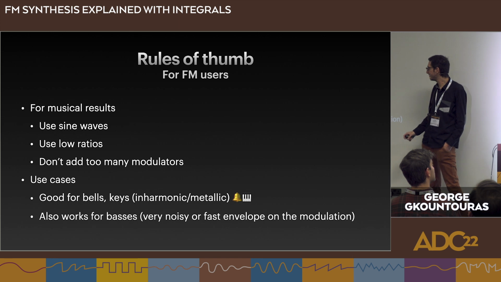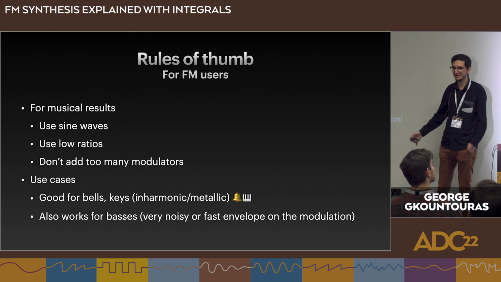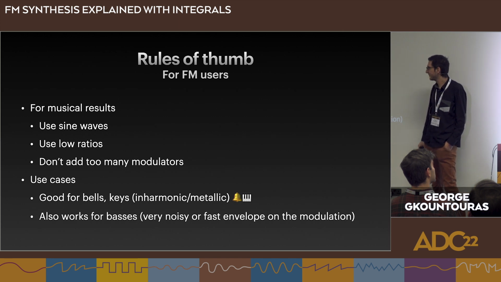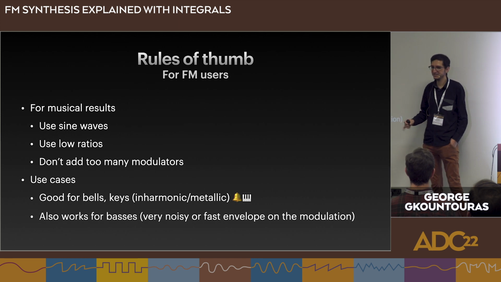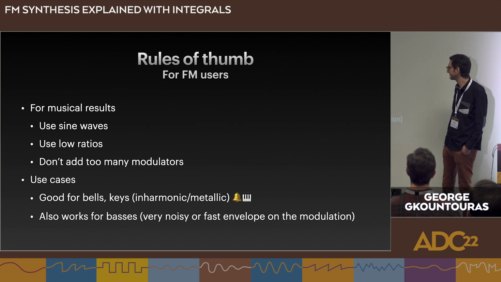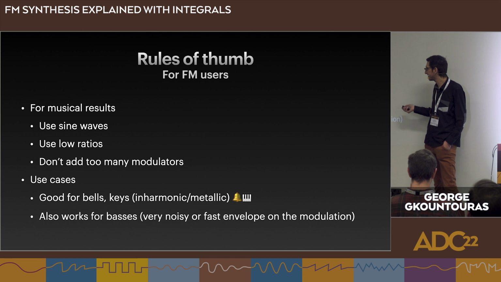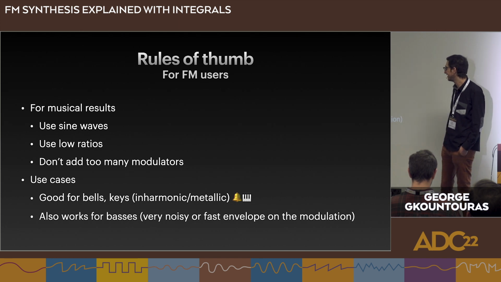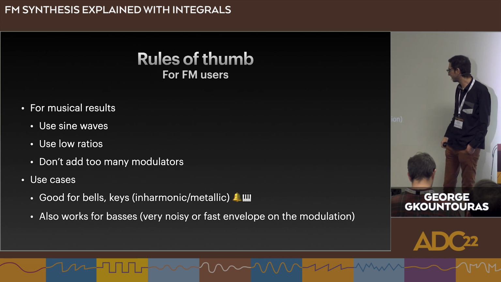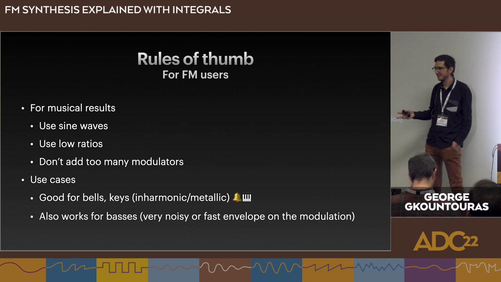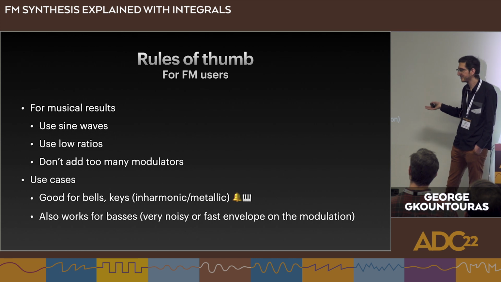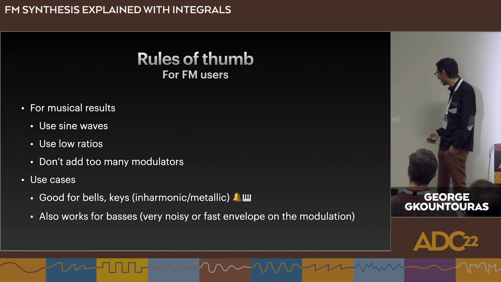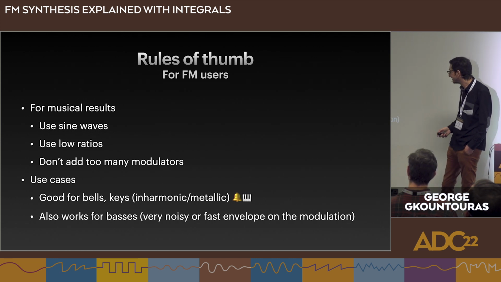And they will tell you that the use cases for FM, once you start ramping up the ratios, is that it produces inharmonic sounds that are metallic and they're good for simulating bells or keys. But it can also be good for basses if you add an envelope to the modulator and decrease it very slowly. It's a nice bass sound.